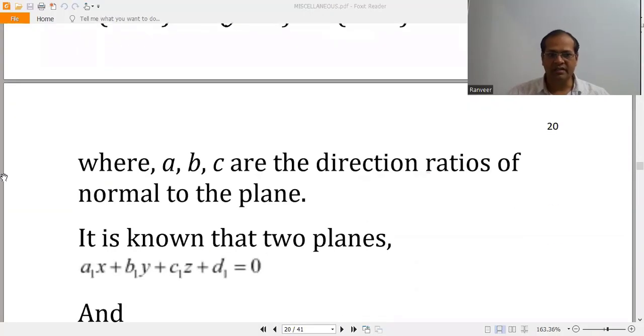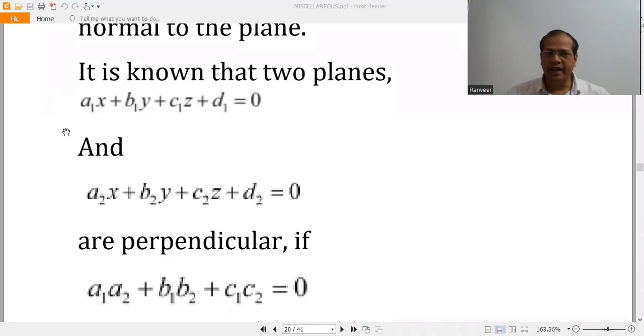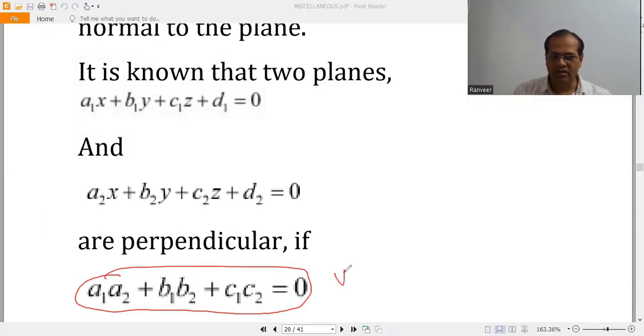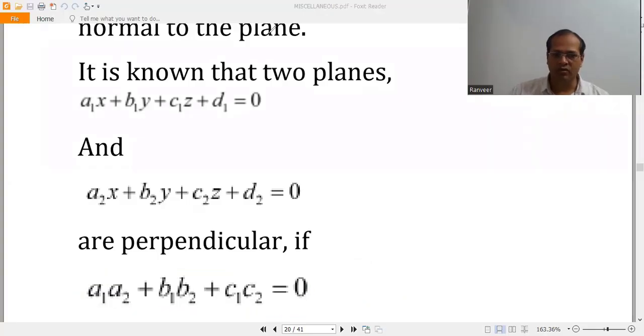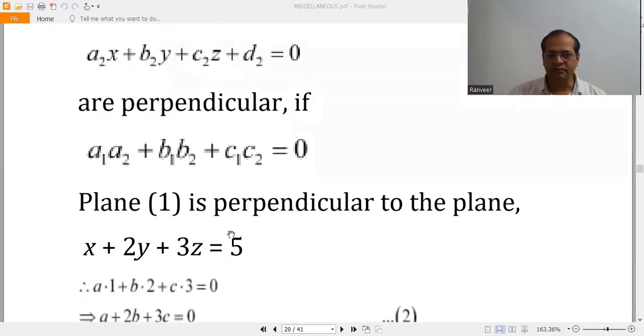The second important thing is, we know that when two planes are perpendicular to each other, then the product of their direction ratios is equal to 0. So this is the very, very important condition. When the two planes are perpendicular, then the product of their direction ratios is equal to 0.